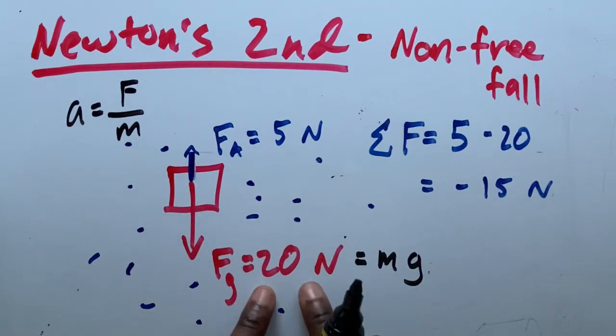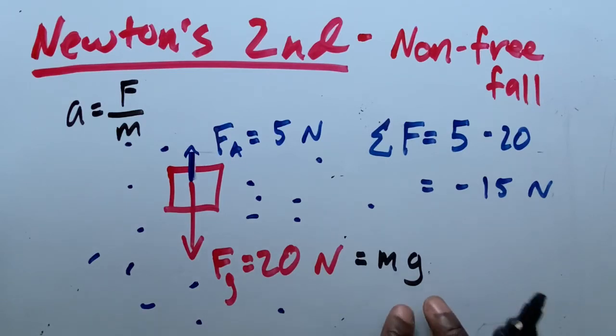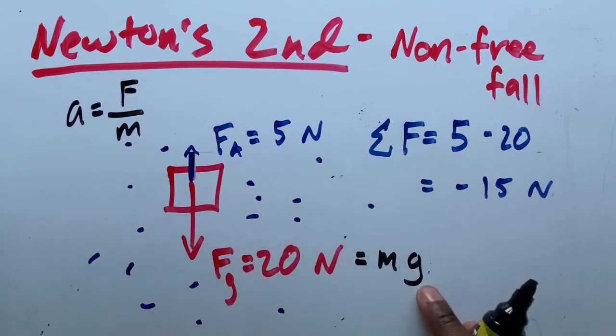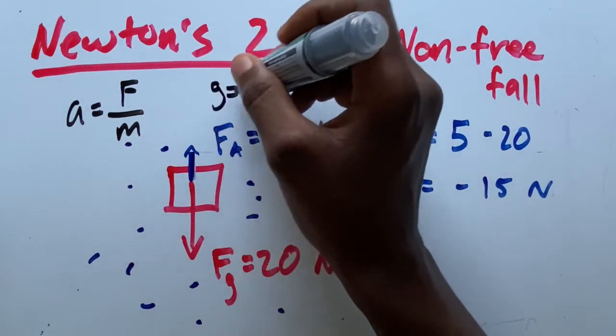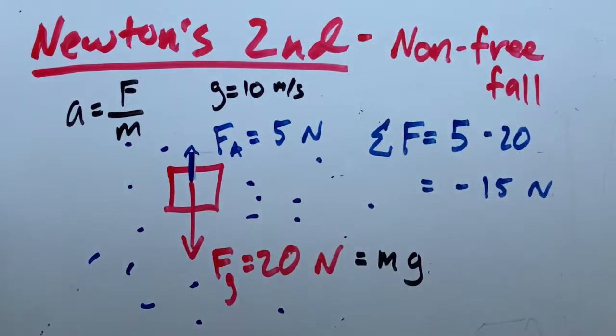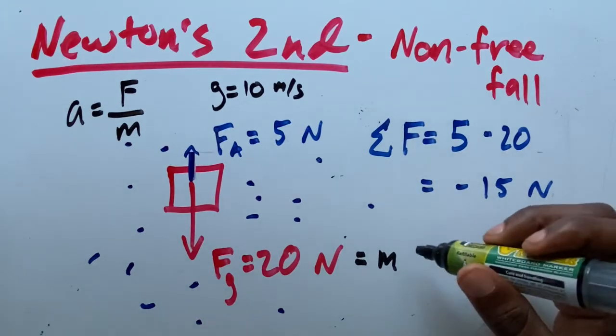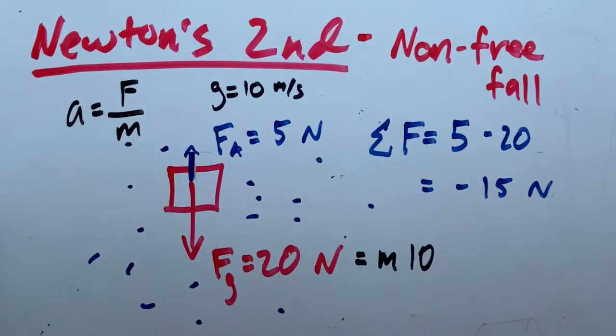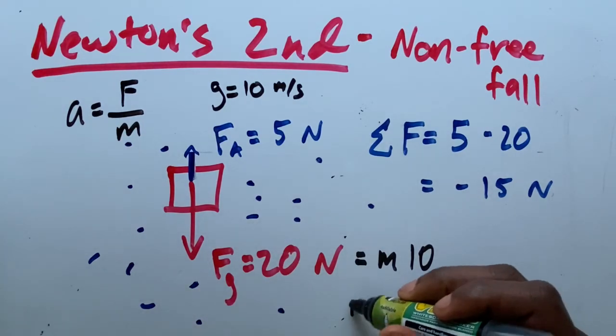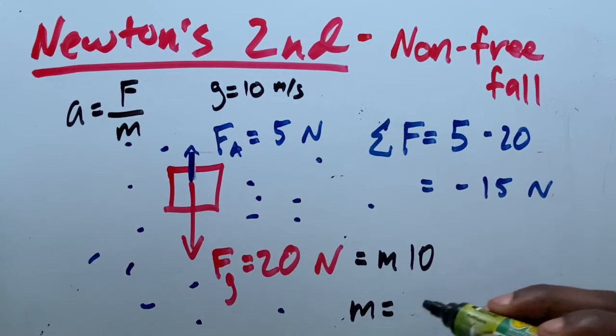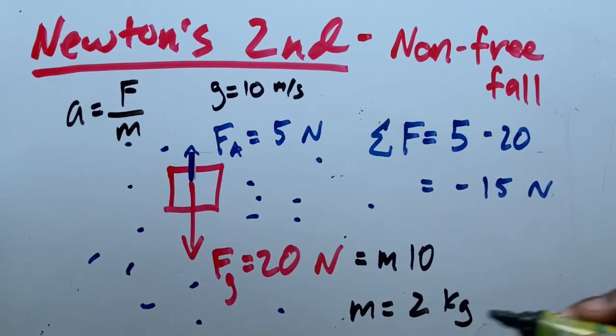So this 20 newtons is equal to mass times the acceleration due to gravity. And we know that's 10 meters per second squared. So let me just erase that and make it a 10. Boom. So take this 10, divide it over here, and actually solve for what that mass is. So taking 10, dividing it over, we see that the mass is equal to, what is that, 2 kilograms. Boom.